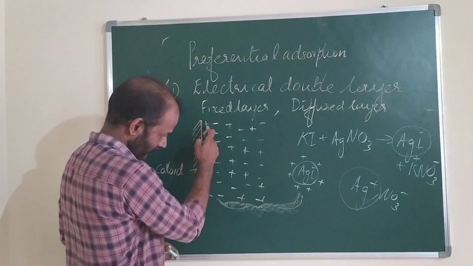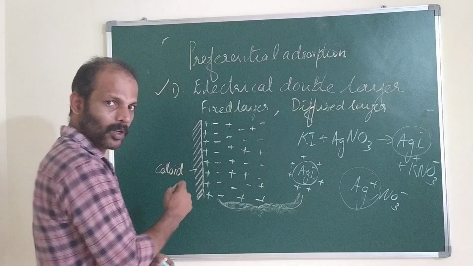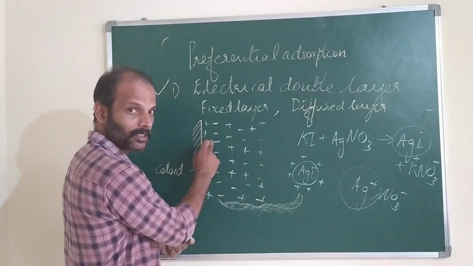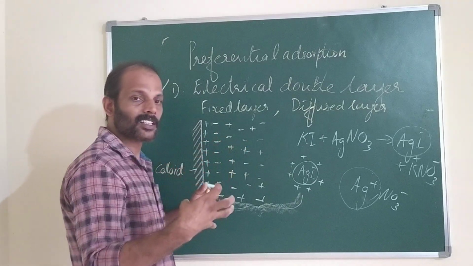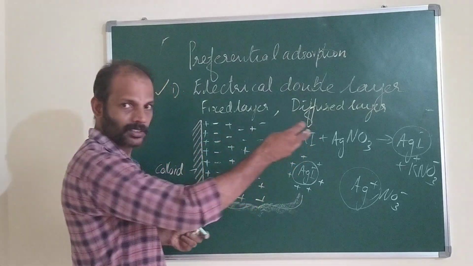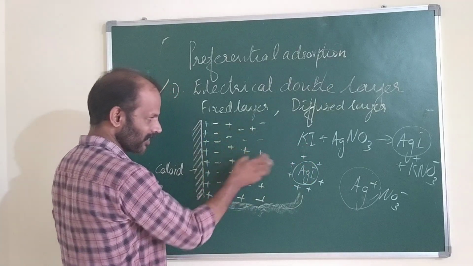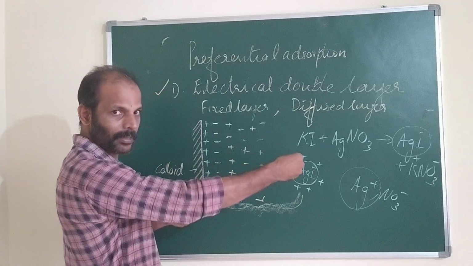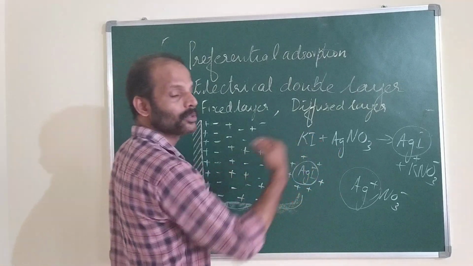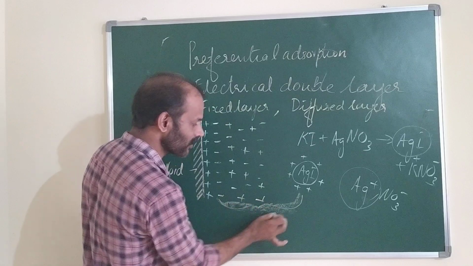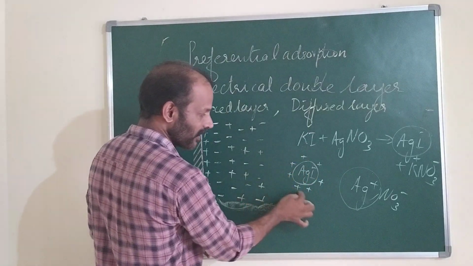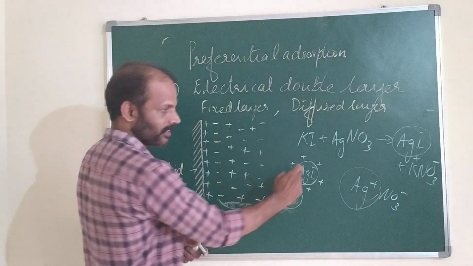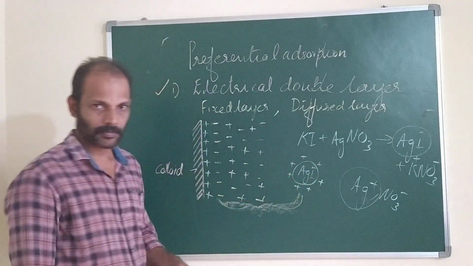When there is a positively charged ion, obviously negatively charged ions will be attracted towards it. So NO3 minus may come closer to it, but it is not closely bonded, so it will diffuse. The positively and negatively charged ions will move towards and get repelled, and it is diffused into solution. So this is our diffused layer. But the preferentially adsorbed ions are fixed on the surface.